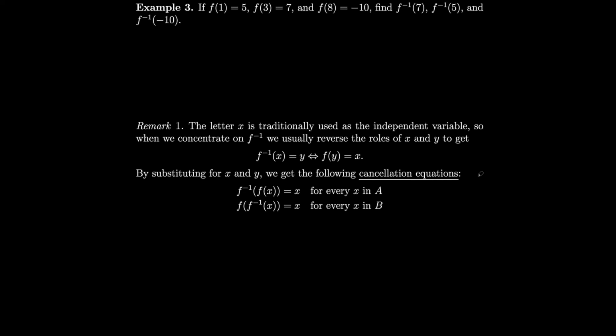If f of 1 equals 5, f of 3 equals 7, and f of 8 equals minus 10, let's find f inverse of 7, f inverse of 5, and f inverse of minus 10. So let's look at f inverse of 7. Well, we know f of 3 is 7, so f inverse of 7 must equal 3 because 3 is the x value that gives us the y value of 7, so f inverse of 7 takes us from y and returns the x value.